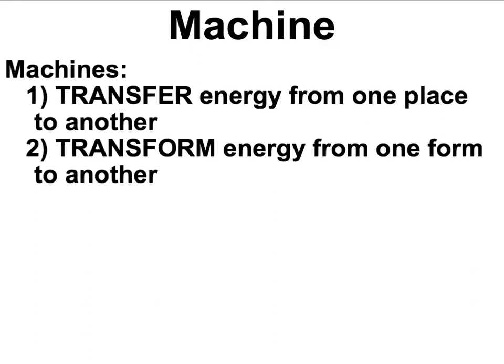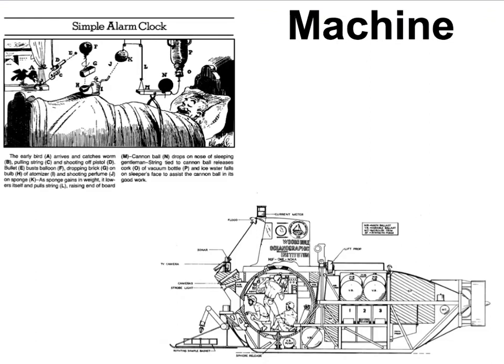Now you may think of a machine as something like this. Something very complicated. Here's a classic example of a type of machine called a Rube Goldberg machine, after the artist that drew them. And he drew these very elaborate machines to do very simple things. For example, here's an alarm clock where there's a bird that grabs a worm and then that fires a gun and hits this balloon and so on and so on. And here's an example of a submarine. But we're not going to be talking about machines like that.